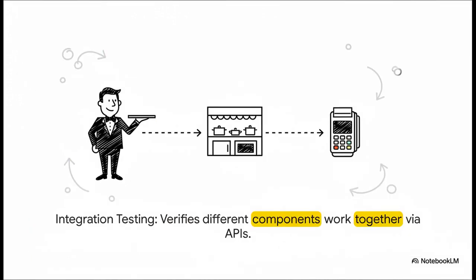But here's the thing. Most apps aren't just one simple waiter. They're a whole restaurant staff. You've got the kitchen, the payment system, the inventory. That's where integration testing comes into play. It makes sure all these different parts, connected by APIs, are actually working together in harmony.